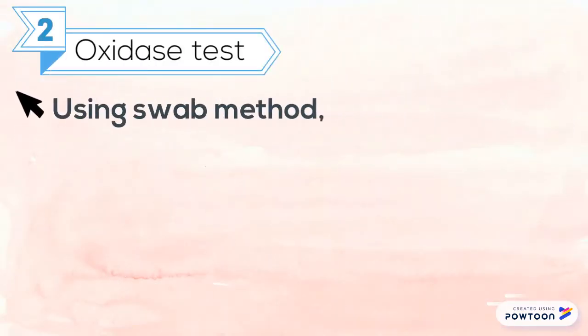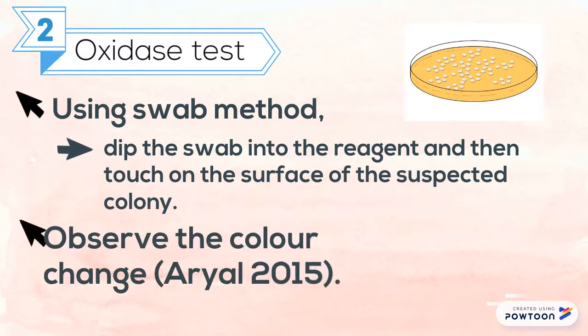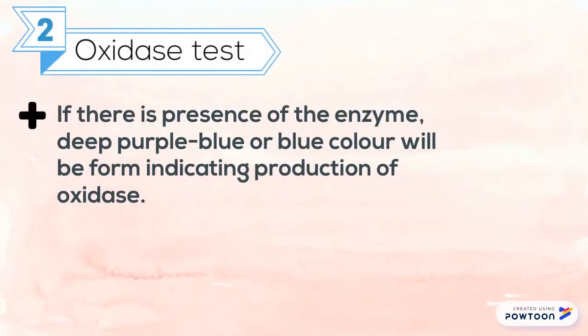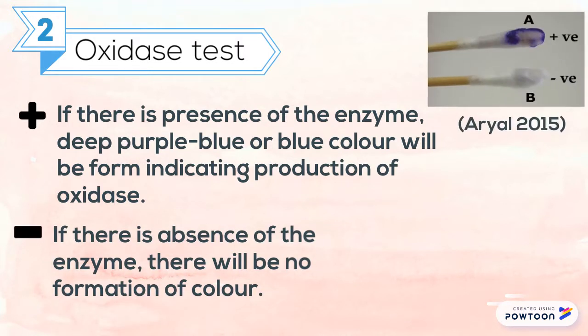Using the swab method to determine the presence of oxidase enzyme, dip the swab into the reagent and then touch the surface of the suspected colony. Then observe the color change. If the enzyme is present, a deep purple-blue or blue color will be formed, indicating production of oxidase. If the enzyme is absent, there will be no formation of color.